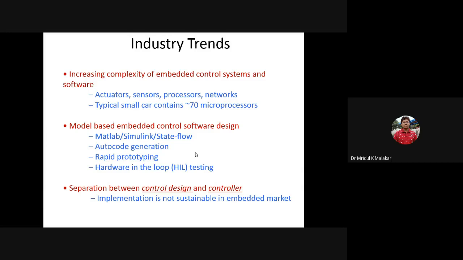Now, once you are making a complex system, you don't depend on C code. If you are writing 10,000 or 20,000 lines of C++ code, and there is any mistake, how can you check it in a short time? So nowadays model-based embedded control software design is also available, like MATLAB Simulink, Stateflow, auto code generation, rapid prototyping, hardware-in-the-loop testing. A lot of things are there.